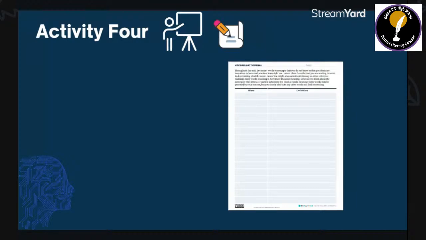In Activity 4, students form groups in which everyone has different vocabulary words, present their definitions and graphics, and answer any questions that arise. As their classmates present, they write down the definitions of the words presented in their vocabulary journals.